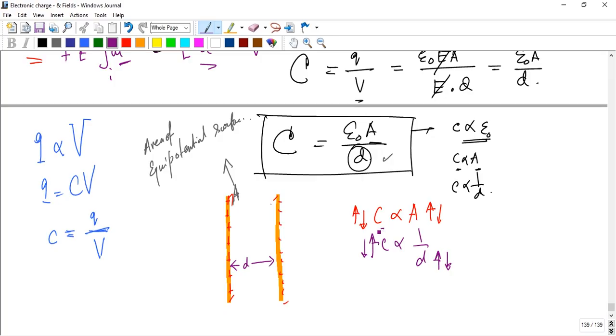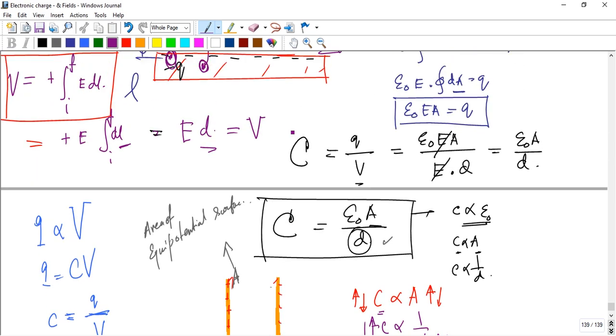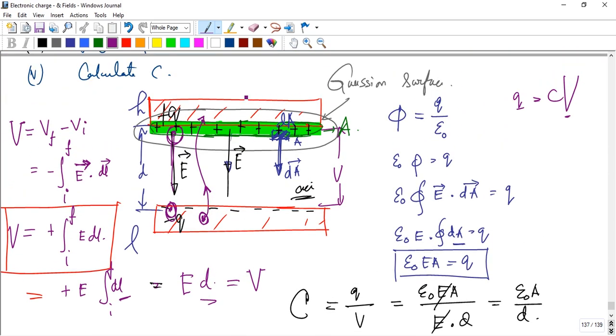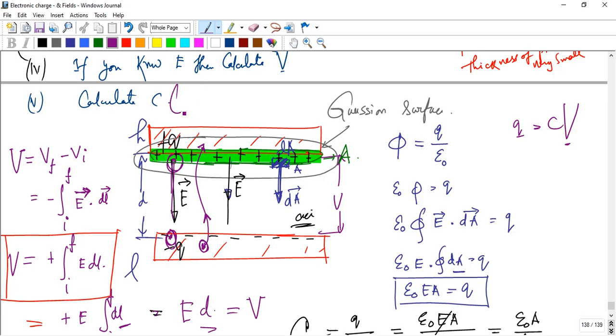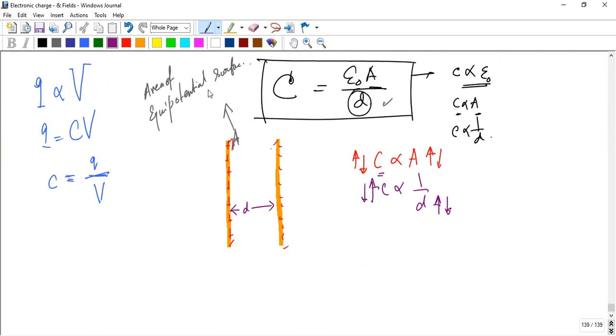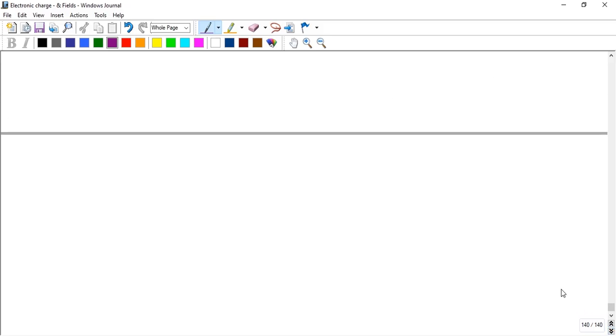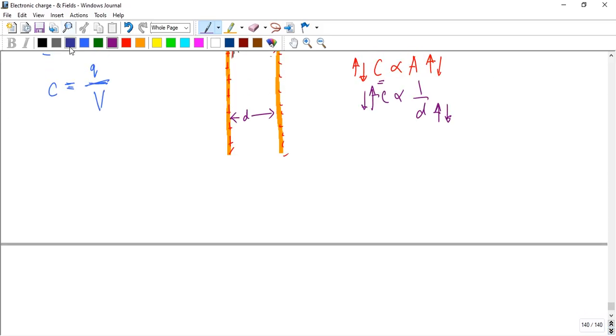Here we discuss another method to calculate capacitance. In the previous class we discussed how to calculate the capacitance of two parallel plate capacitors. So now, another method to calculate capacitance. Let's check the method.